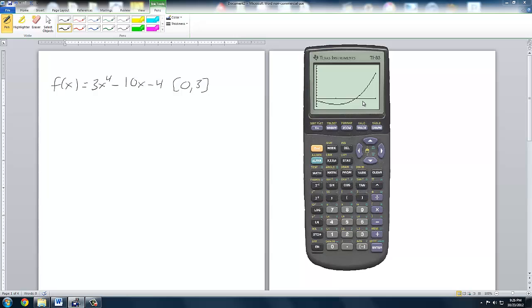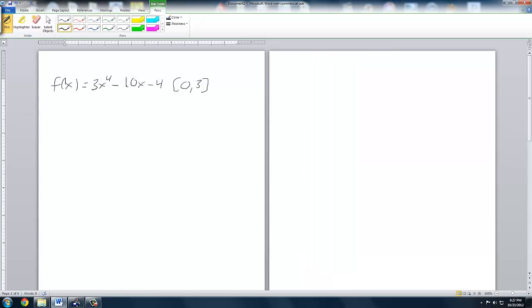So we'll see. Okay, so what we have is 3x to the fourth minus 10x minus 4 from 0 to 3. The first thing we have to do is find the width. The width is b, the right endpoint, minus a, the left endpoint, all over n. Or in this case, 3 minus 0 over n, which is 3 over n. Okay, that's the width. b minus a over n is always what we use to find the width.